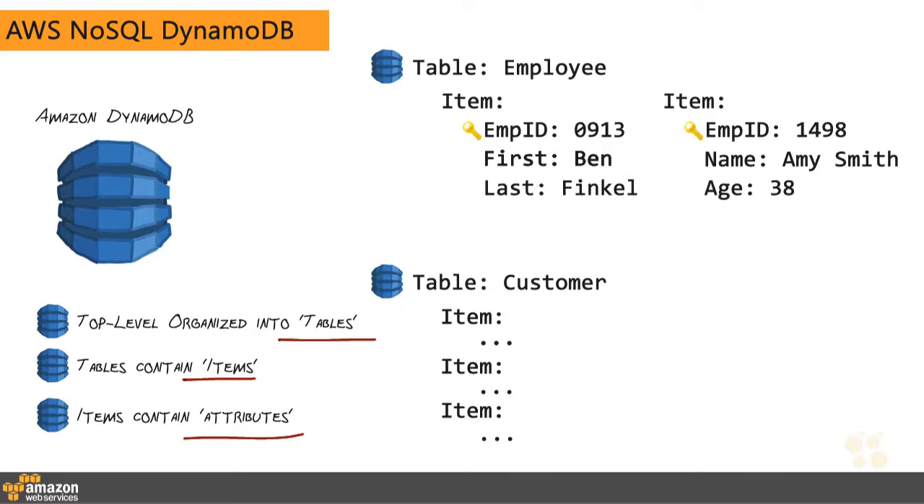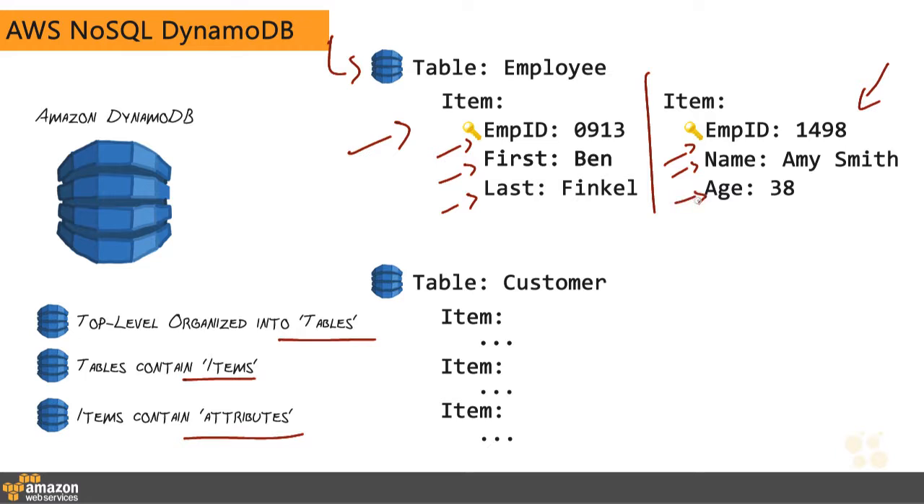You can see here I've got my employee table defined up here, and I've kind of indicated two different items inside of this employee table. The first is employee ID 0913, and the second one is employee ID 1498. So each of these here is an attribute. Emp ID, first and last, Emp ID, name and age.